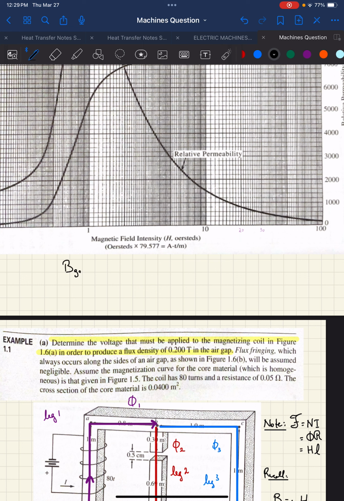B in the gap is just going to be air, so you don't have mu relative. Mu relative is basically 1 in air. So it's just mu air times H, and this is H gap. And then you have B in core 2, or leg 2. That is going to have a mu relative, because it's in the steel. However, in order for this and this to be equal, you set them equal to each other. Look what happens.